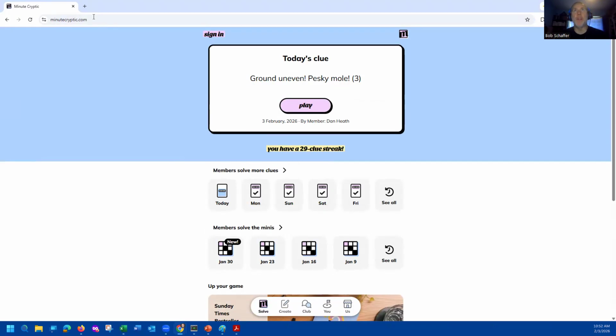Ground uneven, pesky mole. Uneven makes me think odd. If you take the odd letters of ground, you get G-O-N. That doesn't help. Mole, I thought a groundhog, a rat. Uneven. Oh, interesting. Ground. Let's see.